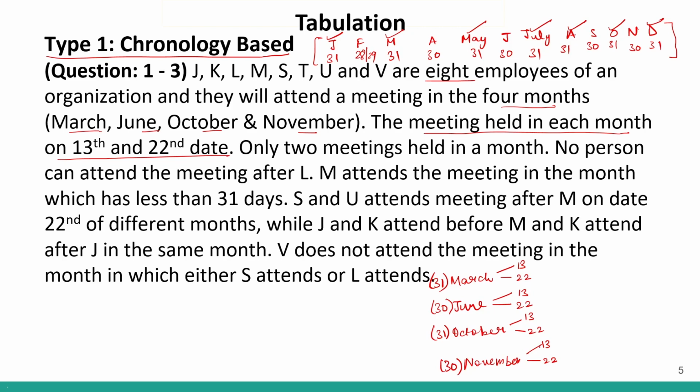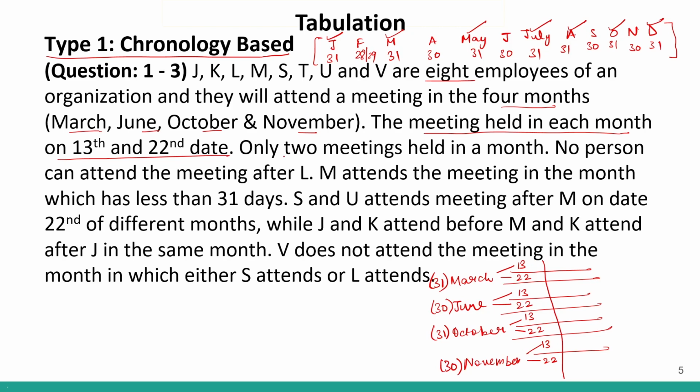So now do we have 8 dates? There are 8 employees visiting this meeting on 8 different days. So do we have 8 days? Yes. We have these 8 dates. These are your dates. Okay. Now let us solve the question.